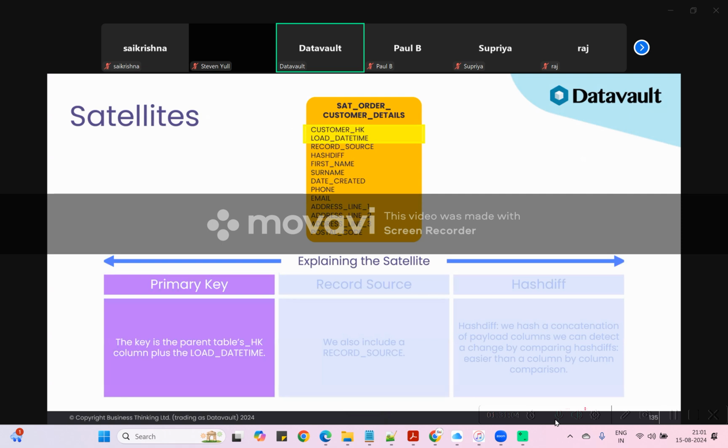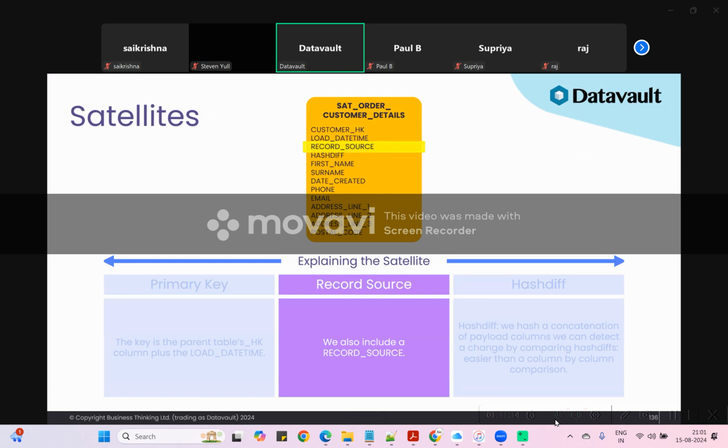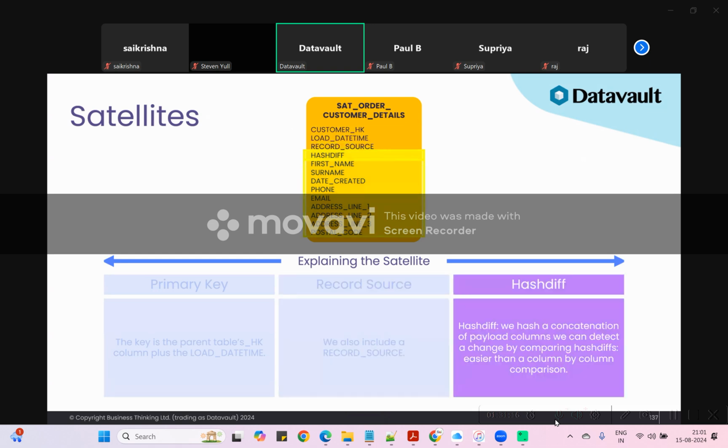So the primary key of a satellite is the parent hub's hash key and the load date time. We have a record source like before, and then we have this hash diff, which is a concatenation of the payload columns hashed. So we're going to join together the first name, surname, date created, phone, email, and so on, hash them, store them in the hash diff. And the hash diff is essentially a change calculated to derive changes in the source.